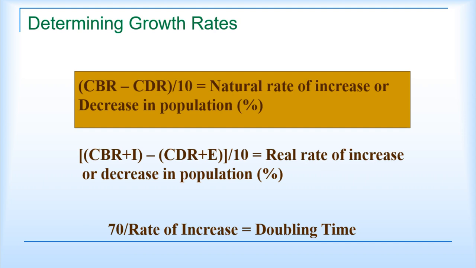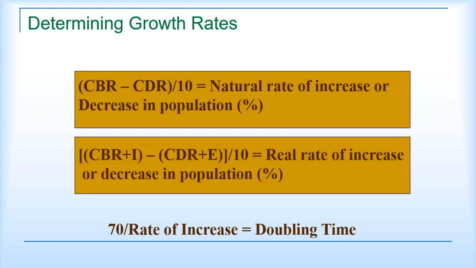But when you're talking about countries or regions, city-states, whatever, you really are going to want to deal with the real rate of increase, and that is the birth rates plus immigration, whoever is coming into the population, minus the death rate and the emigration, whoever is exiting the population. Now remember, these are all measured per 1,000, so in order to get a percentage, we have to divide those numbers by 10.